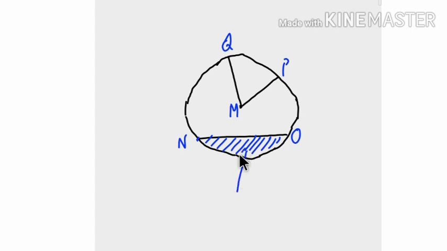Now let's take another circle. Center is M. This point is N, O, P, Q. So M is the center, NO is a chord, MP is a radius, MQ is also a radius. So this area, this shaded portion, we call this area a segment.